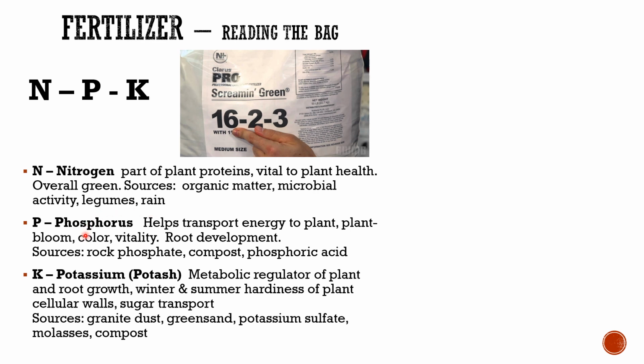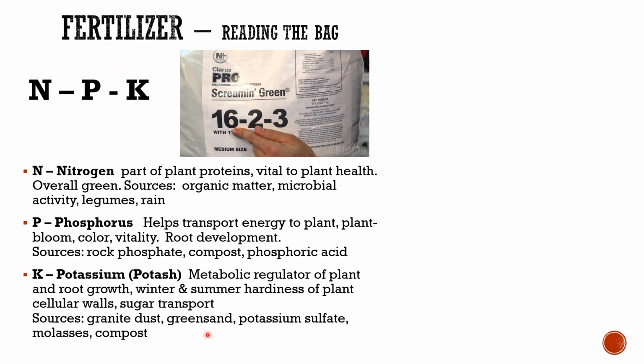The phosphorus, designated with the P, helps with the transport of energy to the plant. Plant bloom, color, vitality, root development. Sources for this are rock phosphate, compost, and phosphoric acid.